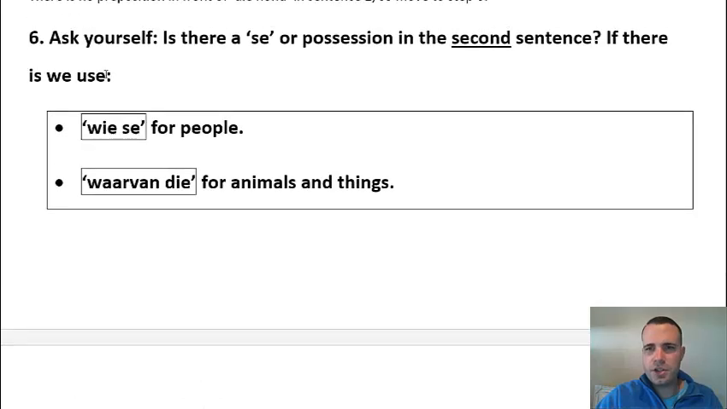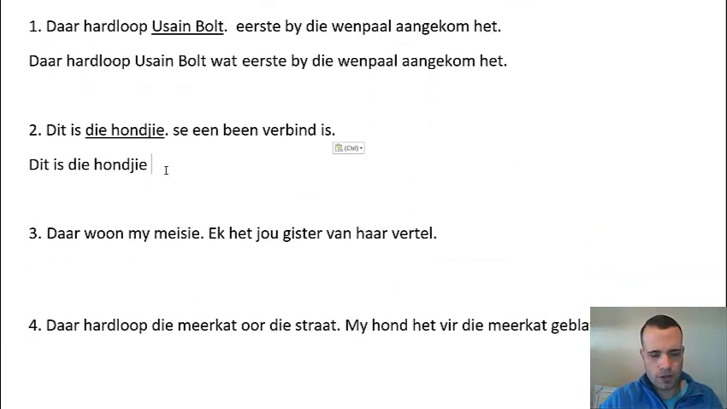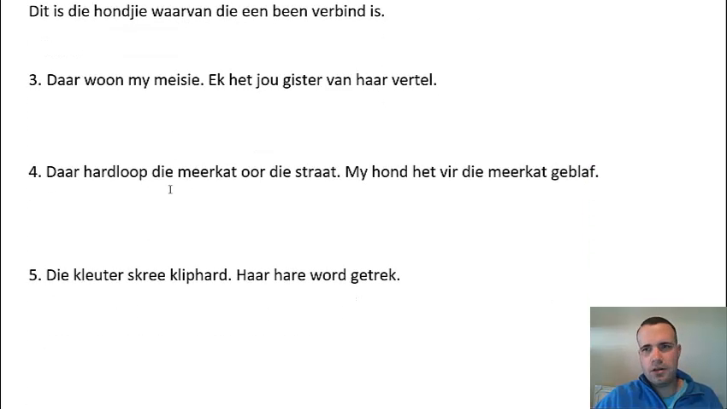Looking at this one. Ask yourself, is there se or possession in the second sentence? Die hondjie se een been. Yes, there is. What are we dealing with? We're dealing with an animal. So our joining word is going to be waarvan die. Dit is die hondjie waarvan die een been verbind is. That's the answer.